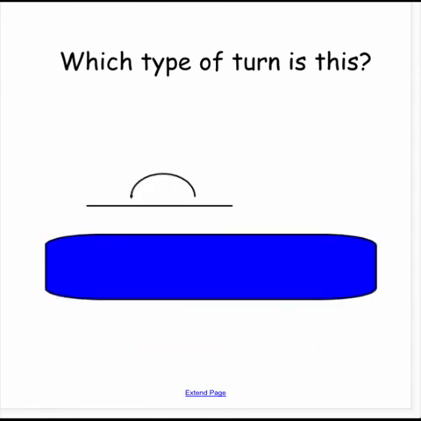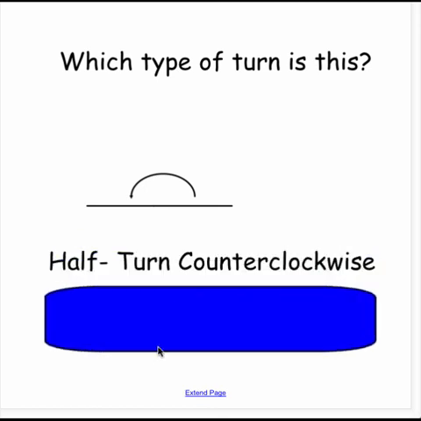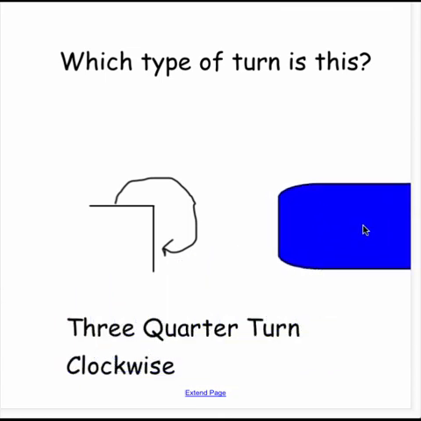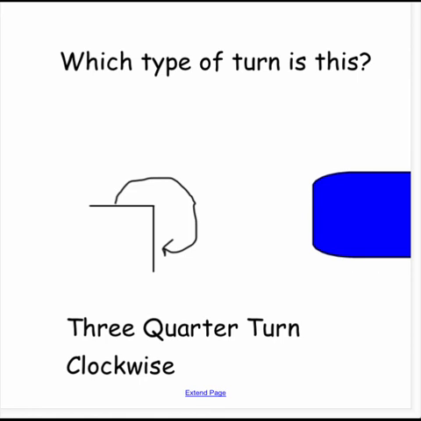Let's try another one. Which type of turn is this? Pay attention to which way the arrow goes. Again, take a minute to think about it, and then I'll reveal the answer. Half turn counterclockwise. One more. Which type of turn is this? This is a 3/4 turn clockwise. That's all I have for you today, students.